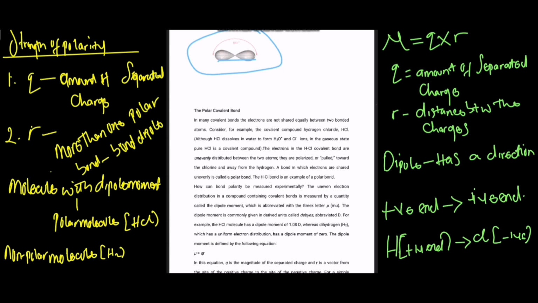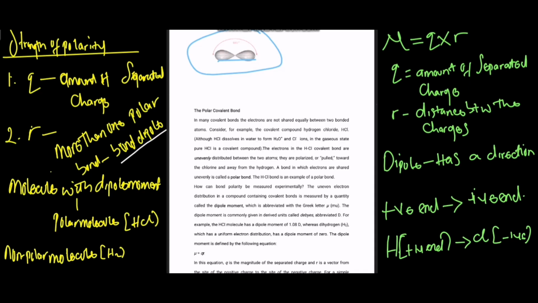Let me underline it with white. I said that some molecules even have more than one polar bond, and each bond contributes its own dipole. Such molecules are called bond dipoles.